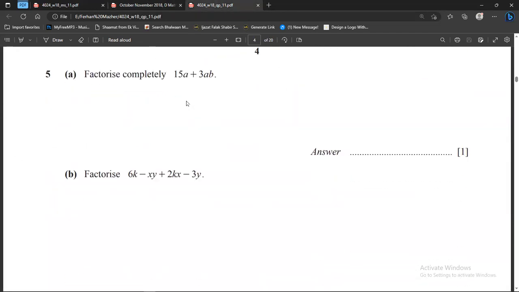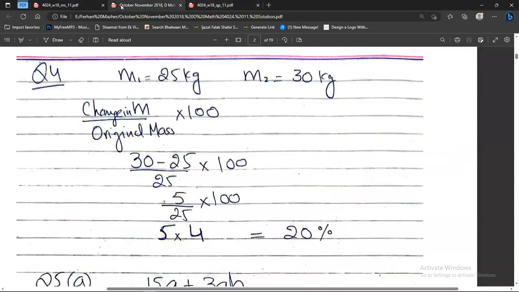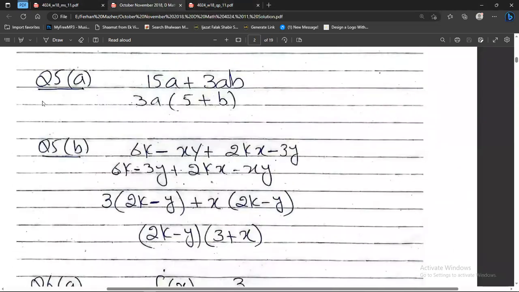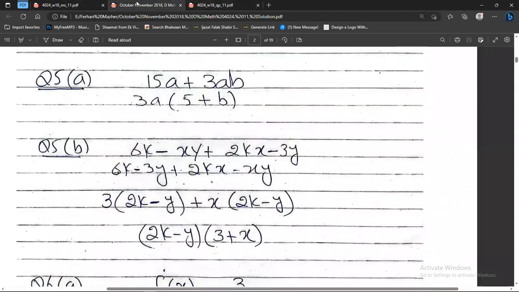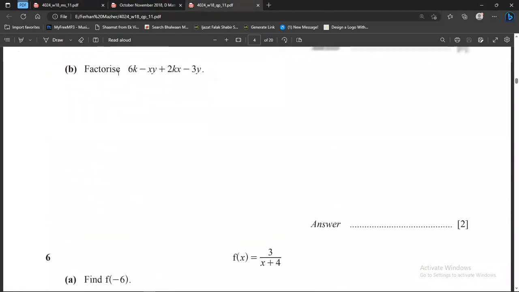So question number 5, A part says, factorize completely 15a plus 3ab. The first rule of factorization: if something is common, take that common. So here 3a is common. So we will take 3a common, and in the bracket we will have 5 plus b. So 3a into 5 plus b is the answer, which is the right answer, sir. This is the solution.